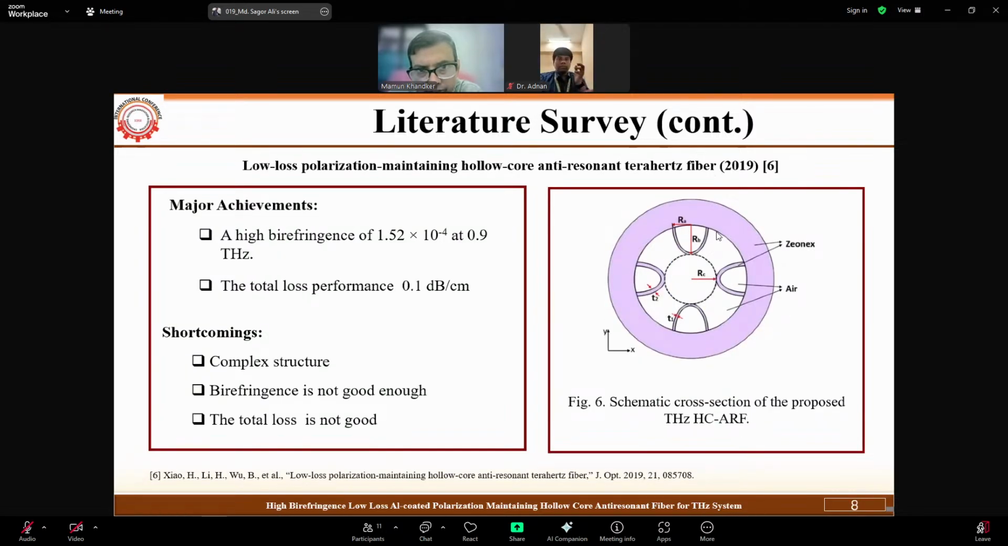Low loss polarization maintaining hollow core anti-resonant terahertz fiber. In this paper, the achieved high birefringence is 1.52 × 10^-4 at 0.9 terahertz. The total loss is 0.1 dB per centimeter. Shortcomings: complex structure, birefringence is not good enough, and the total loss is not good. This figure is the schematic cross section of the proposed terahertz hollow core anti-resonant fiber.